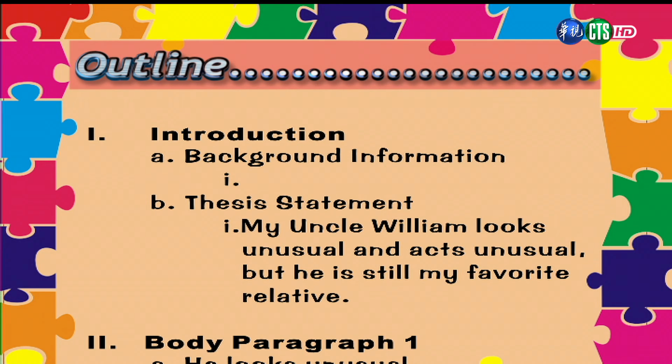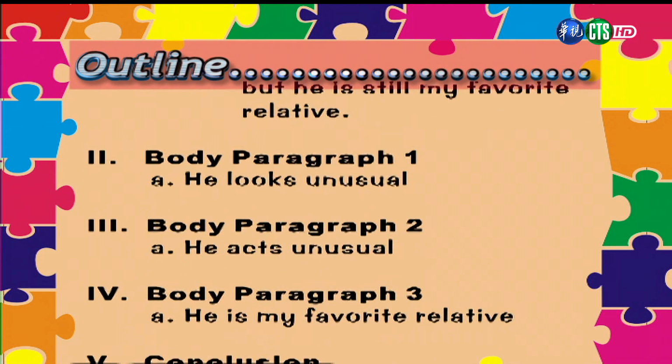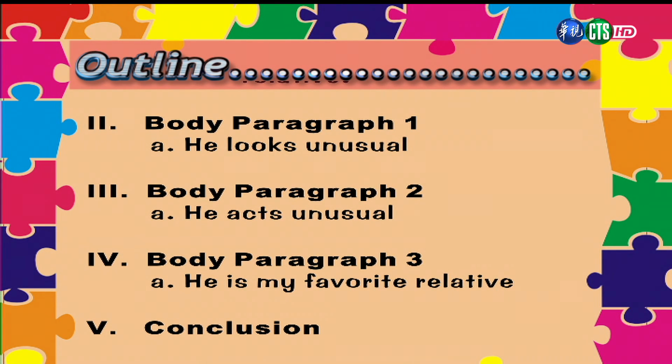You can see from this thesis statement that it has three main parts: Uncle William looks unusual, he acts unusual, and he's still the favorite relative. From these three parts, we can create three different body paragraphs based upon those three ideas.